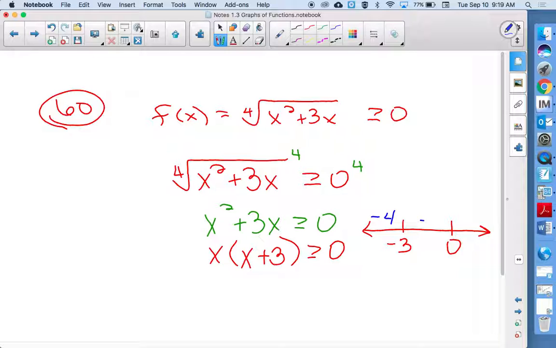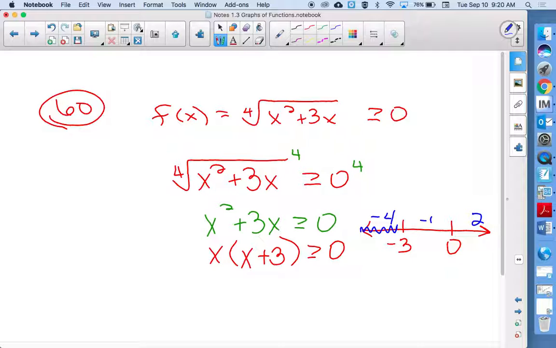Could I plug in a number like -1? Or could I plug in a number of 2? So would those values work? And if I plug in a -4, Colin, -4 squared is? 16. And then plus 3 times -4 is 4. Can you take the square root of a positive number? Yes. So anything less than -3 works.